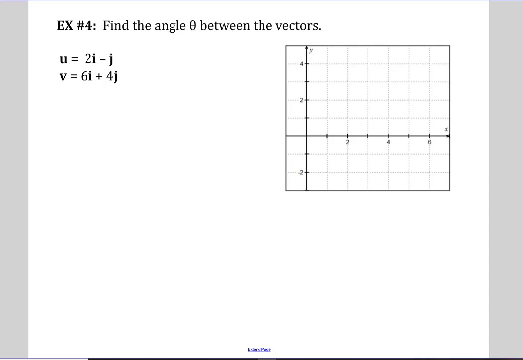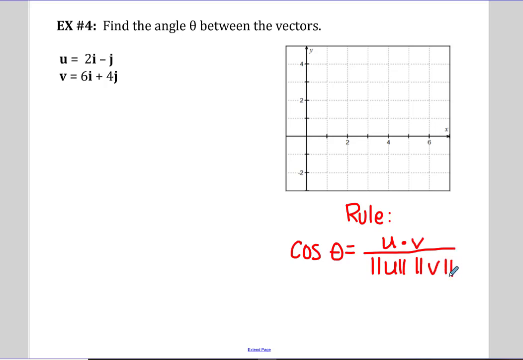On to example 4, we want to find the angle between the two vectors using that formula. And let's just write the rule over here. They said the rule was if we want to find the angle between two vectors, we want to take the dot product in the numerator and divide it by the product of the magnitudes of the two vectors.